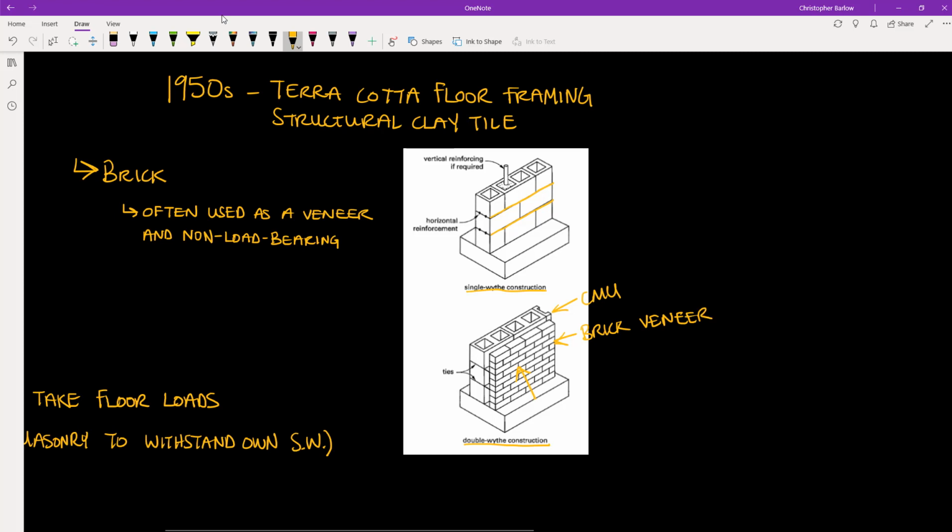And as mentioned previously in this course, the brick veneer will be tied to the CMU with these horizontal ties to stabilize it for lateral pressure. And in this drawing, the brick and the block are both bearing on a concrete foundation.